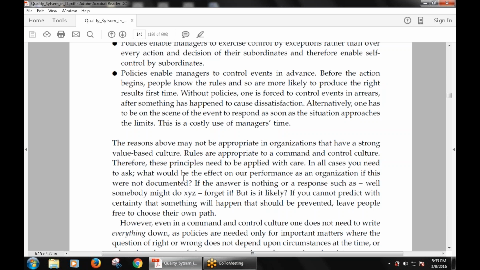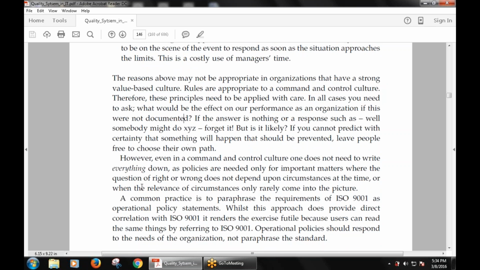However, when we use a control culture, do not write everything down, as policies are needed only for the important matters. It does not mean that if an employee is not doing well, you write a policy. No, no, no. Rules and regulations are built only when something wrong happens, or when a rare condition comes into the picture.